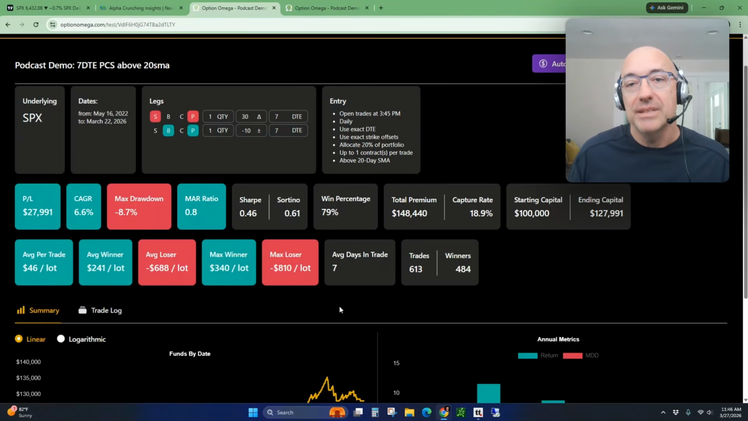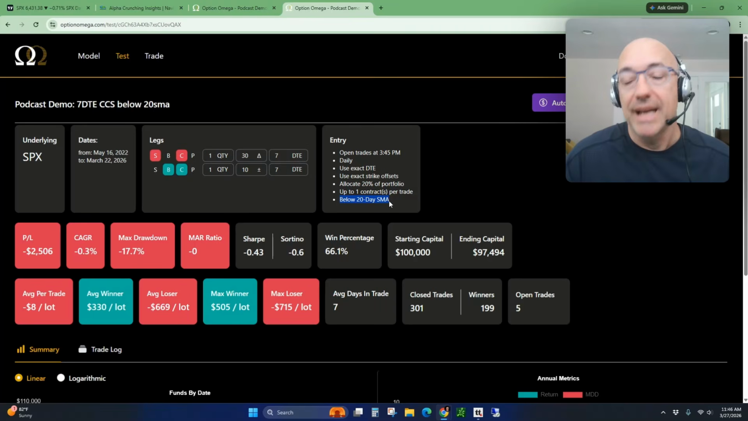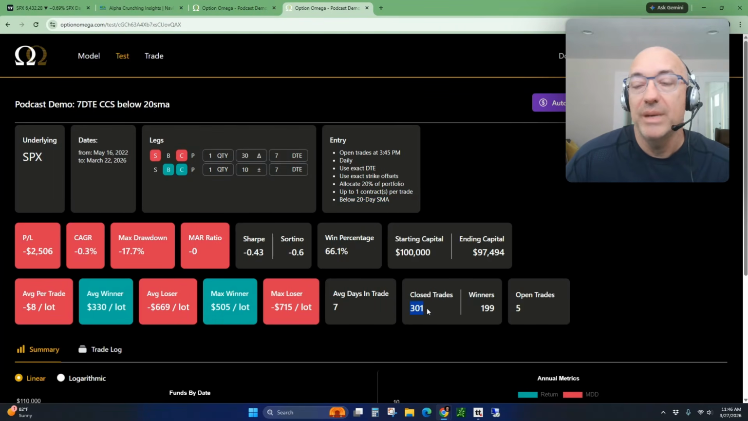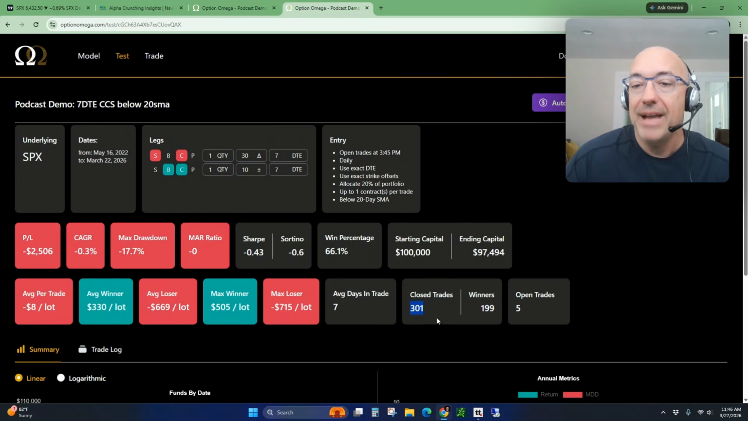And the question now is, if we flip it in reverse, what does that do? So let's look at it. This is the exact same strategy, but this time we're going to sell a call credit spread at delta 30. We're going to buy 10 points higher, same duration. And this time we're only going to take this trade if we're below the 20-day moving average. Now, the first thing I'll point out is that we have 300 trades, whereas the previous one we had 613. So there's about half the trades.